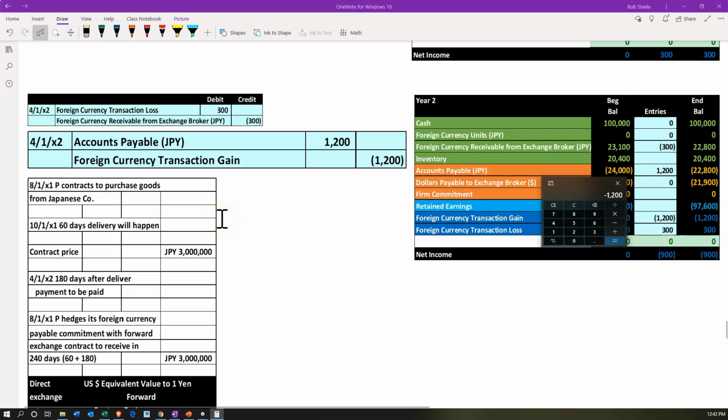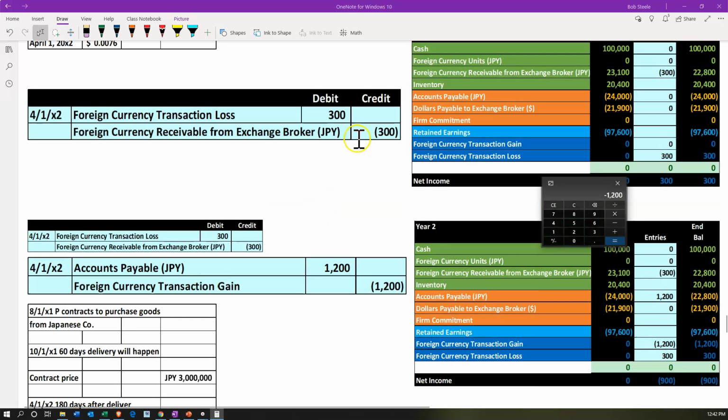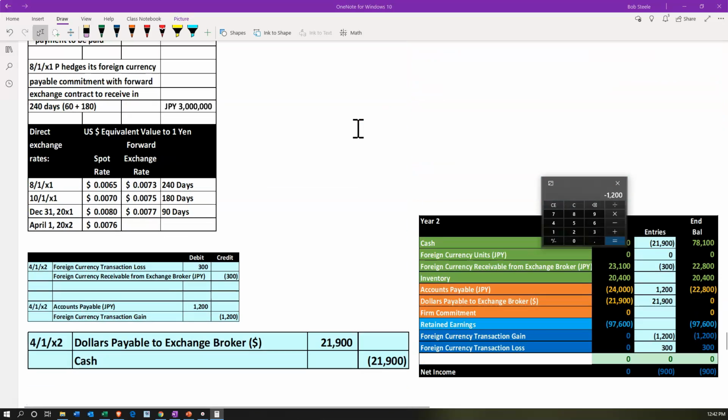We're going to have an adjustment of 1,200. 1,200 adjustments going to result in a gain. Why? Well, one, it's the opposite of what we did last time with the receivable. That's what we would expect, even though it's not the same number exactly. And if we think about it, last time we had 1 yen was worth $0.008. Now 1 yen is worth $0.0076. The yen has gotten weaker.